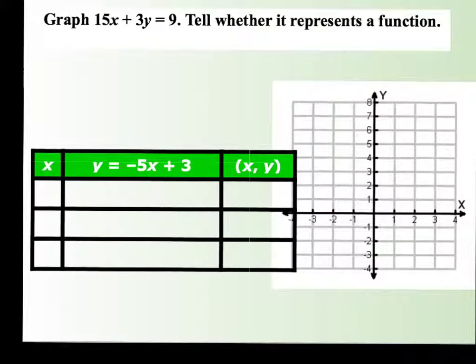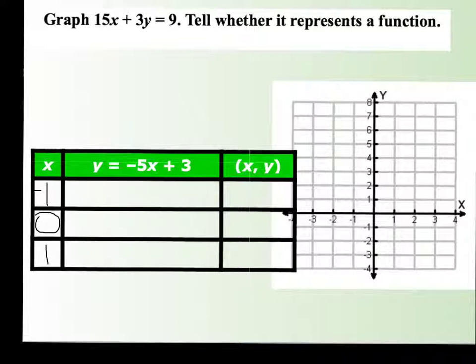Here's our first example. We're going to graph 15x plus 3y equals 9. And then we're going to tell whether it represents a function by using the vertical line test, or I can show you a different way to pictorialize if it's a function or not. So first thing is we need to pick 3 values for x. If you really want to challenge yourself, you can pick any 3 values for x that you want to plug in. So I'm going to pick a negative number, so -1. I'll plug in 0. 0 is always nice and easy to plug in. And then I'll plug in a positive number, let's do positive 1.